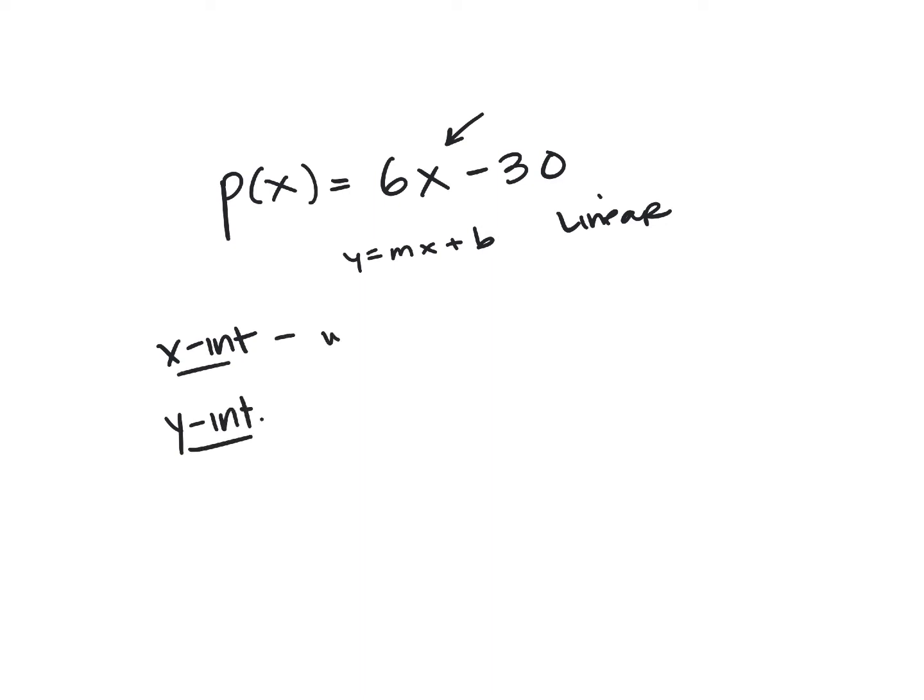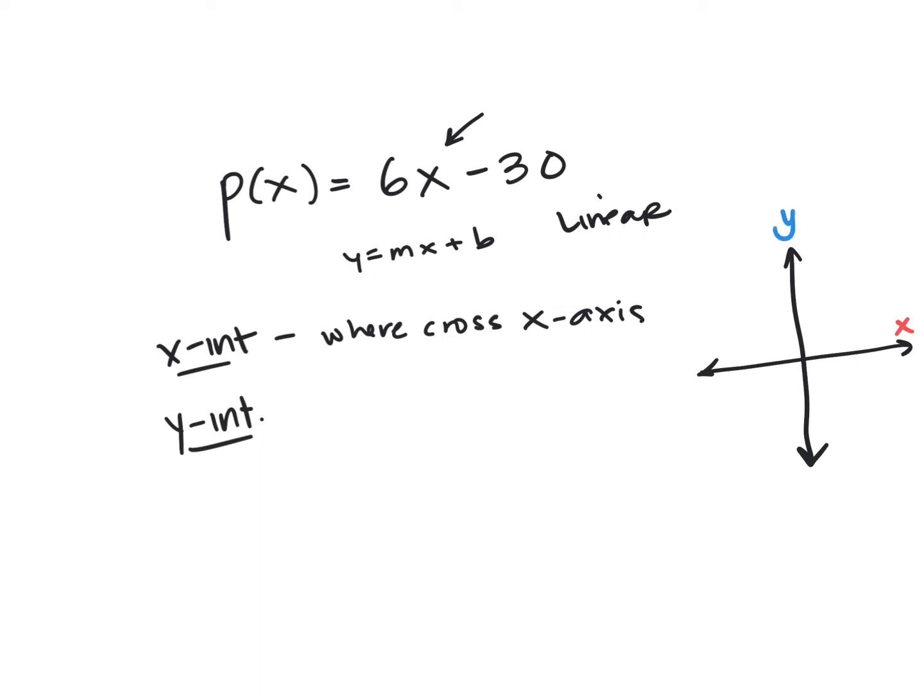So remember, the x-intercept is where you will cross the x-axis. And so if I think about the picture of what that would mean, my x-axis is horizontal and my y-axis is vertical. And so to be an x-intercept, it's where you touch on this axis. So what we're looking at then is where our y value is 0. So if our y value equals 0, that means we're not going up or down any, we're just staying on that horizontal axis.